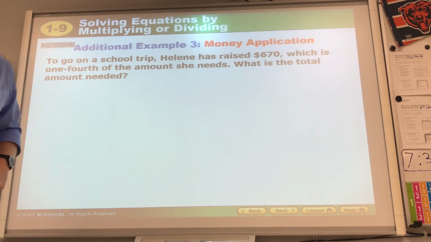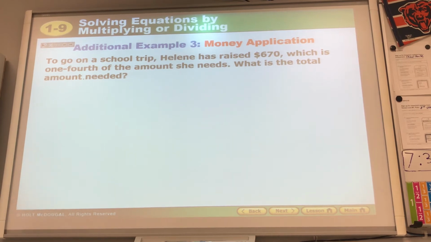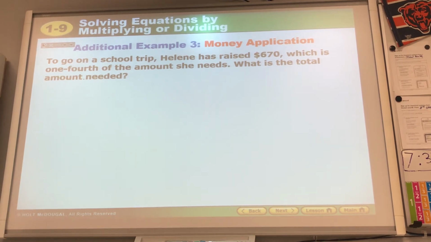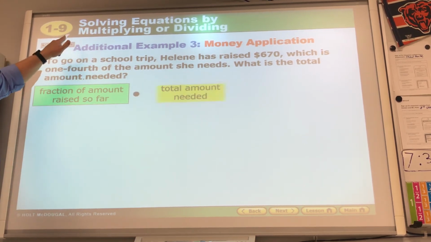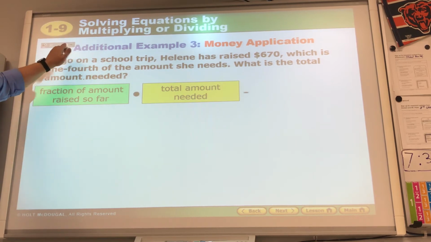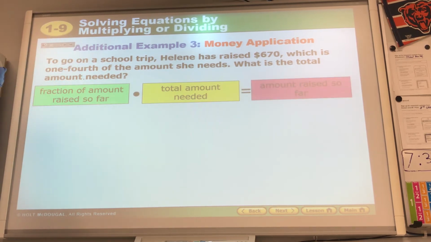Now, other things they'll do, they'll put them in word problems. To go on a school trip, Helen had to raise $670, which is 1/4 of the amount she needs. What is the total amount she needed? Well, to do that, fraction of amount raised so far times total amount needed, which we don't know, equals the amount raised so far. Okay? So we put those things in.